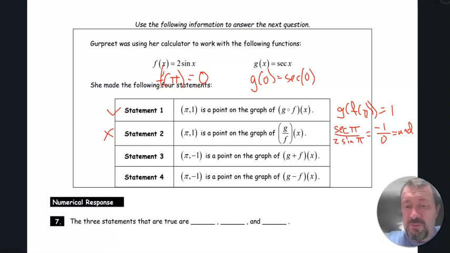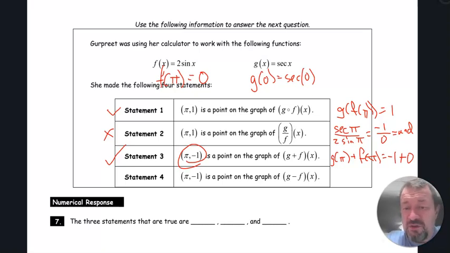Now let's take a look at the next one. g plus f of x. Now this is, again, at pi here. So this is g of pi plus f of pi. Well, we know that g of pi, or we were just talking about this, g of pi is going to be negative 1. f of pi is going to be 0. So yeah, actually that does become the negative 1 that we're seeing over here in that point. So there we go.